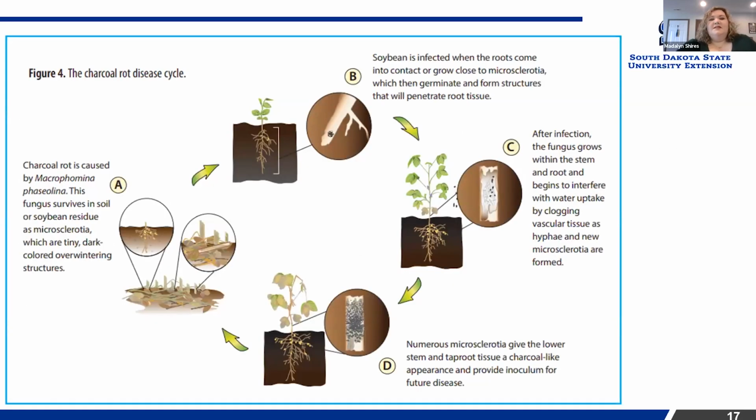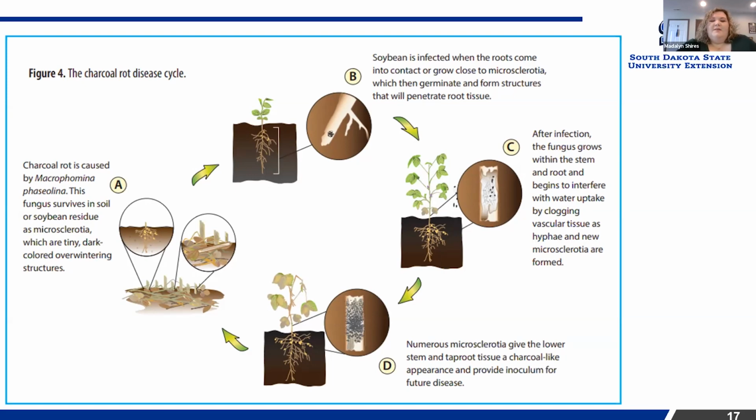This is the disease cycle for charcoal rot. So we start here. You can see that the fungus survives in the soil or on soybean residues. Once the new year's soybean crops come in contact with those surviving fungal structures, it begins infection in the roots. After it has established infection in the roots, it begins growing in the stems and the roots, which affects the way that the plant is able to take up water and nutrients.